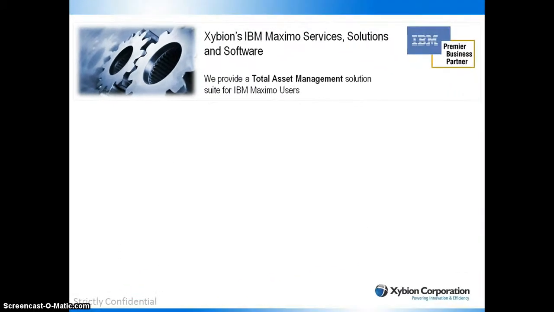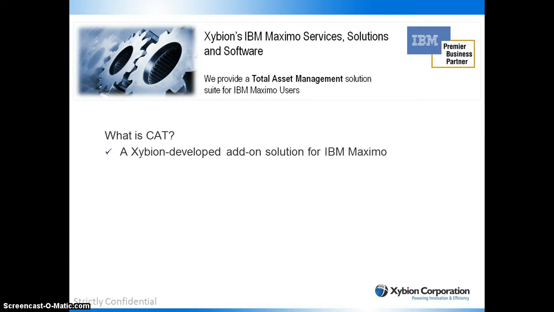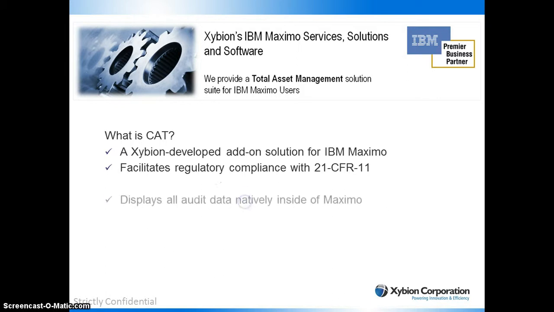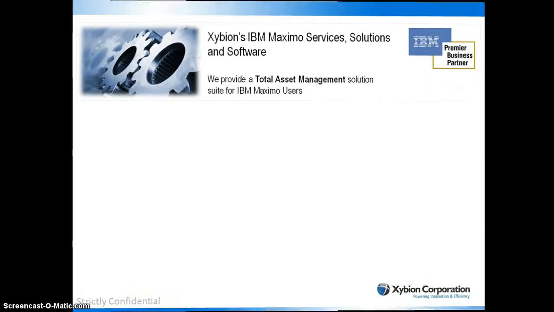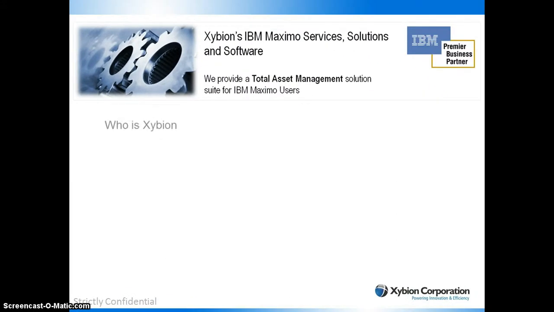Before we begin the brief demonstration, let's talk about what is CAT. This is a Xybion developed add-on solution for IBM Maximo. It facilitates regulatory compliance with 21 CFR Part 11. It displays all audit data natively inside of Maximo.